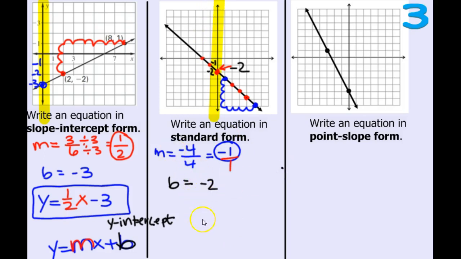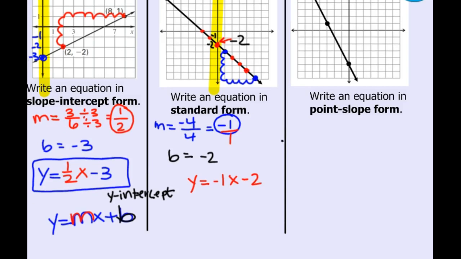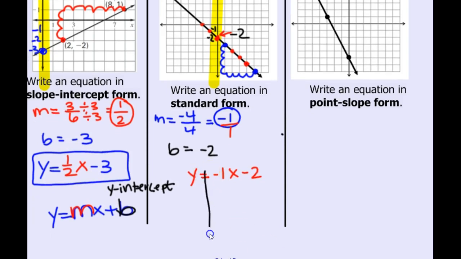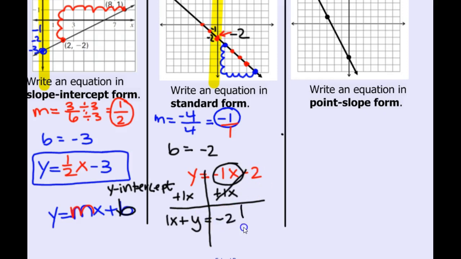So that's b. So we have m and b, so we can write an equation in this one like we did before, slope-intercept form. y equals m, which is -1x, plus b, or in this case, minus b. This is not the form we want, though. That's slope-intercept form. We want standard form, which is x and y on the same side. So we simply need to move the x's over to the other side. So I'm going to add 1x. And we have 1x plus what? You can make that a 1y if you want, equal to a -2.